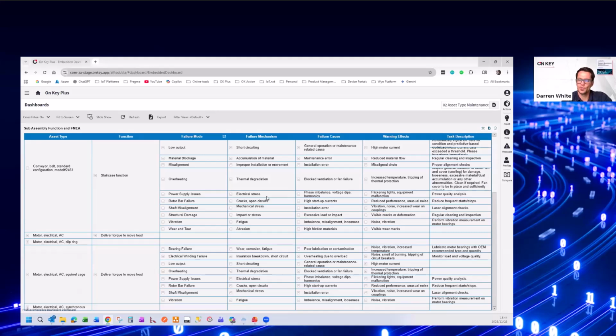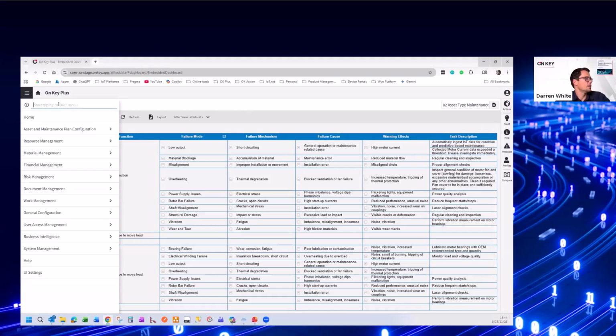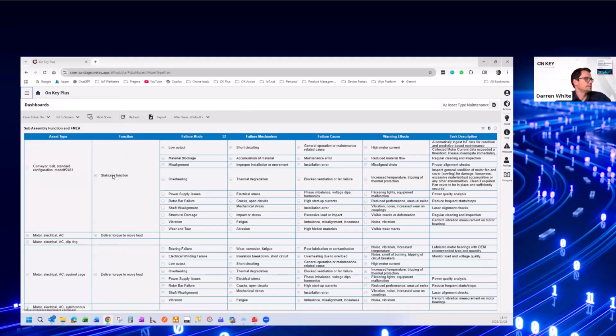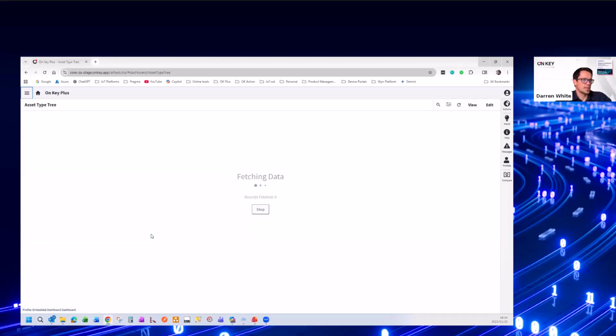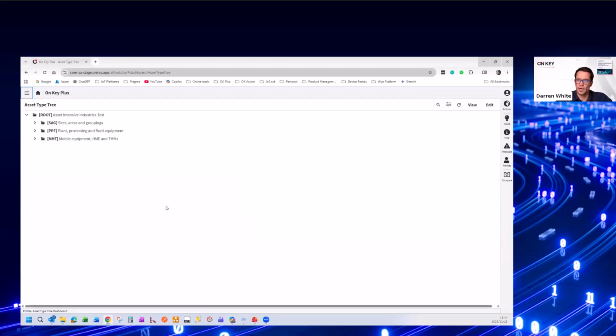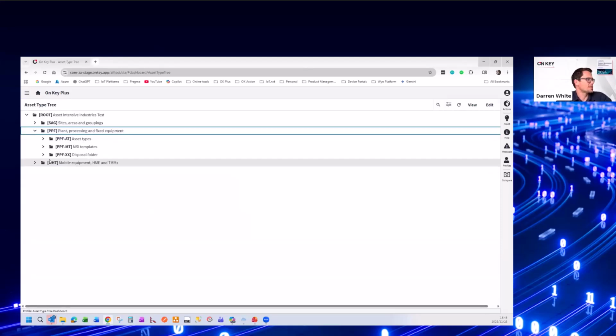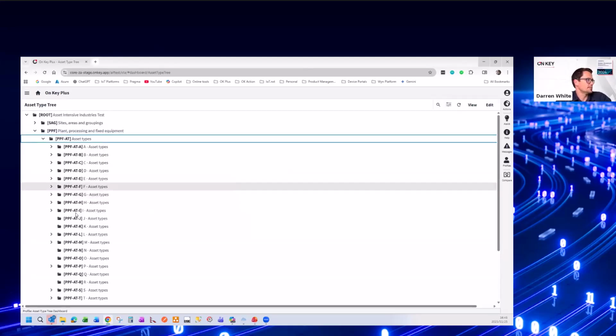Now let me quickly just jump to OnKey and show you how some of that data and that master data was set up in OnKey. Okay, so let's go to our asset type tree. Like some of you know, this is our, let's call it our template, where you create an asset type. You've got a library of assets over here, and then you can create children of these templates within your asset tree. Okay, so let's open this up and navigate to the motor.